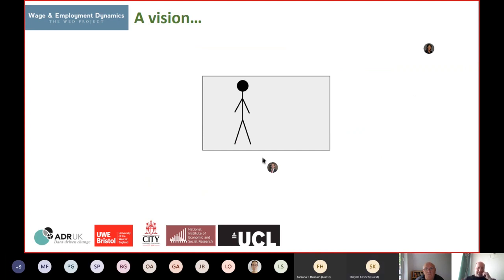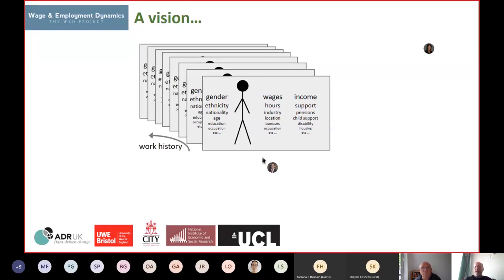Well, let's start off with thinking about our worker. I'm afraid he's a male worker because I can't do skirts in my stick diagrams. Let's imagine that we knew all of the personal characteristics of this person. We also knew quite a lot about their wages, their hours, their industry, where they're working, and possibly about other forms of income, whether they're on pensions, child support. What we'd also like to know for that person is how that's changed over time. What is their work and labour market history?